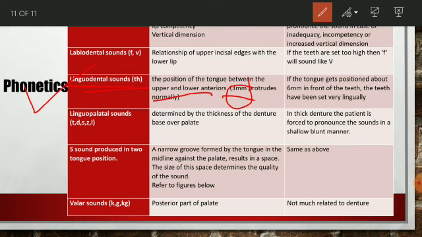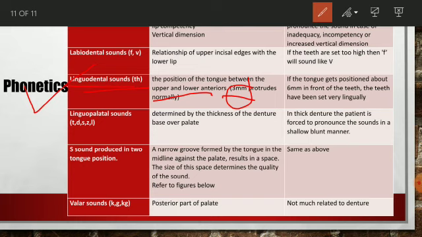Next is linguopalatal sounds such as T, D, S, Z and L. Whenever you pronounce these sounds, your tongue touches your palate, like T, D. If you can do it right now, you can just check that your tongue touches the palate.